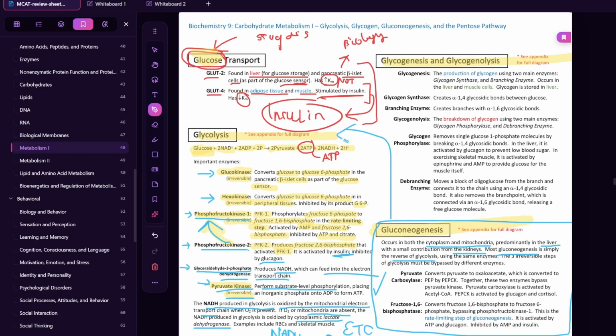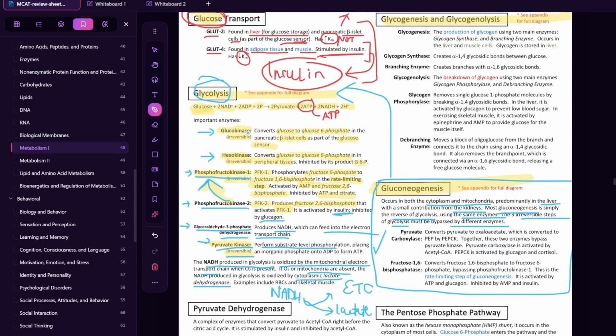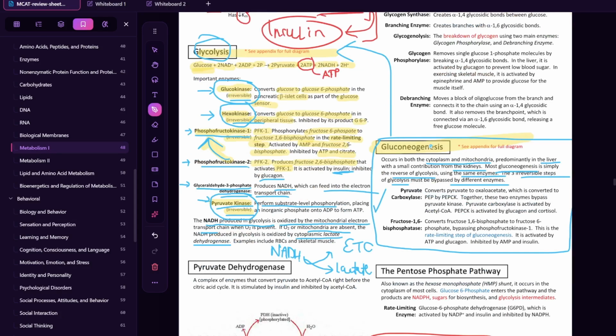So again, it's the reverse of what we just learned in glycolysis, and it uses the same enzymes. The 3 irreversible steps of glycolysis must be bypassed by different enzymes. So remember, these were irreversible. So it's like, how can you do glycolysis backwards if we have reactions that are irreversible? So how are we going to do a reverse reaction such as gluconeogenesis? Well, it's because they're bypassed by different enzymes. So different enzymes are going to help out with that.